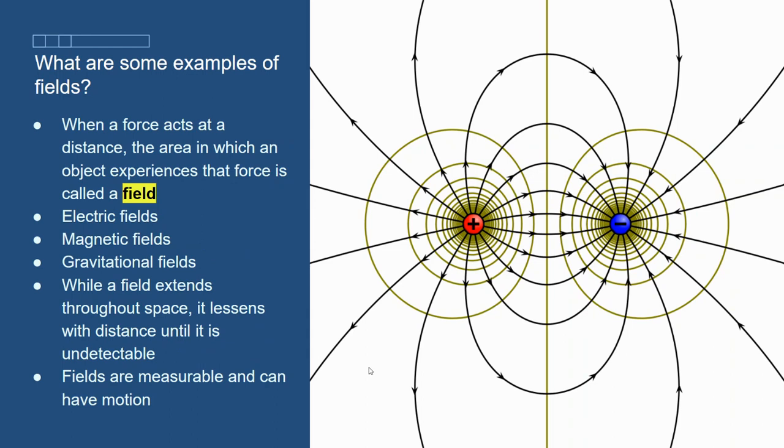So there is something called a field. When a force acts at a distance, the area in which an object experiences that force is called a field. So think about the magnets. There comes a point where the magnets no longer are pulling towards each other or pushing away from each other. You have pulled them outside of their ability to be magnetic to each other. The stronger or the larger the magnet, the stronger that magnet is.